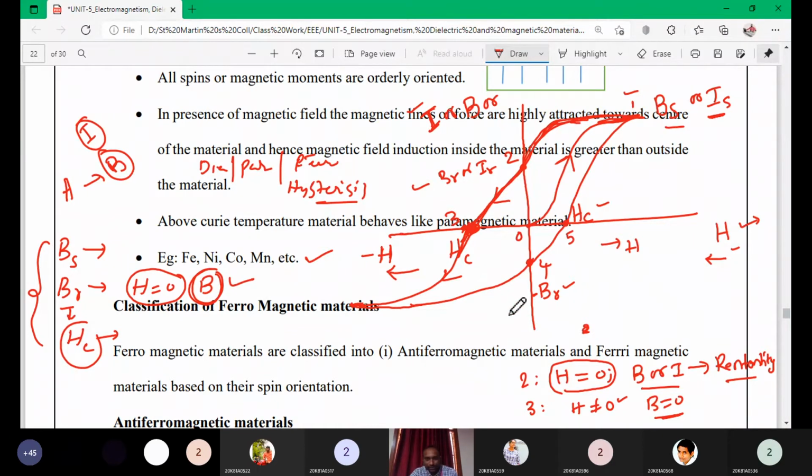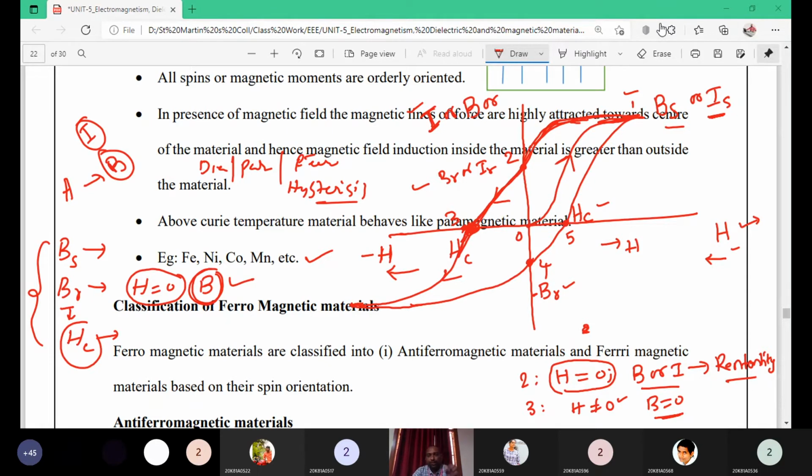Is this clear, this hysteresis loop? Do you understand this hysteresis loop? Any doubt here? One second, sorry. Is it clear or any doubt? Okay.